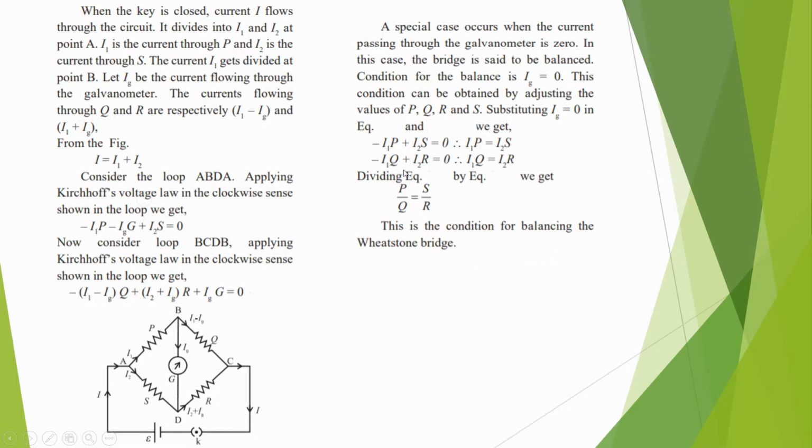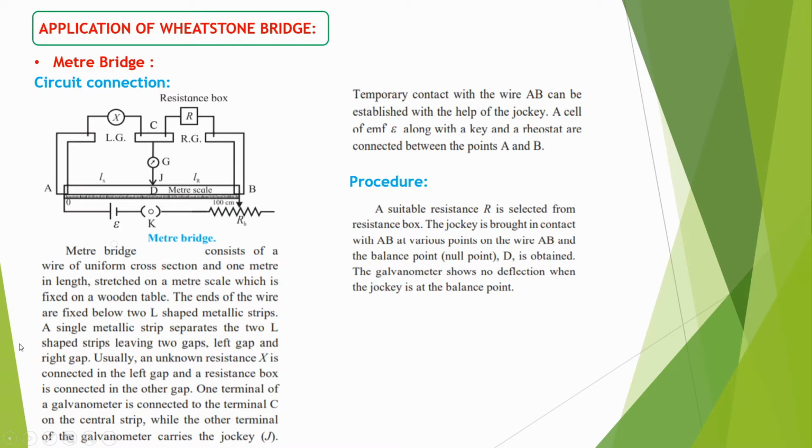Okay, this means we can compare the four resistances, and if we know three of the resistances, we can determine the unknown resistance by a Wheatstone bridge. Okay, so that is the explanation for the Wheatstone bridge. Then let us see the next point, that is the applications of the Wheatstone bridge.